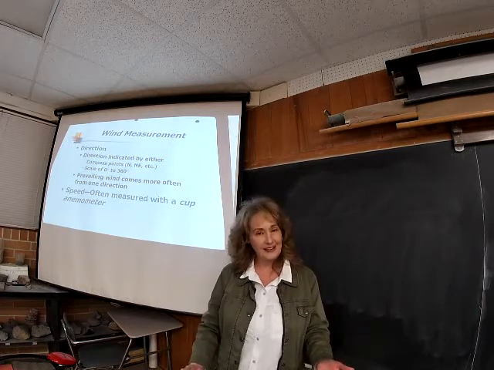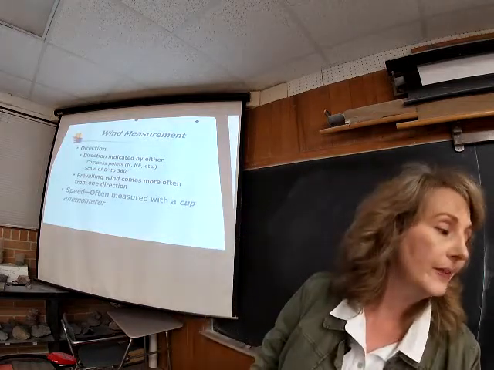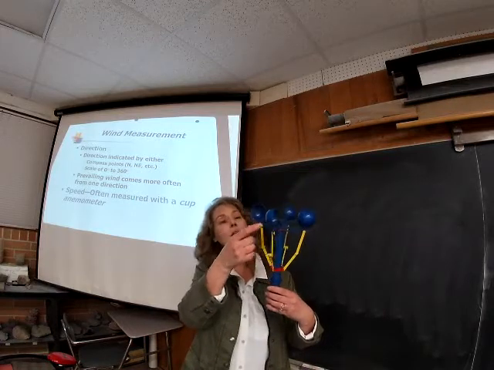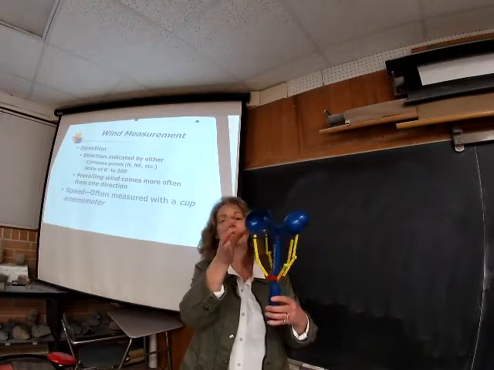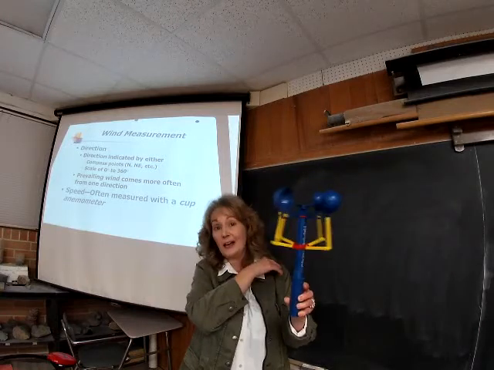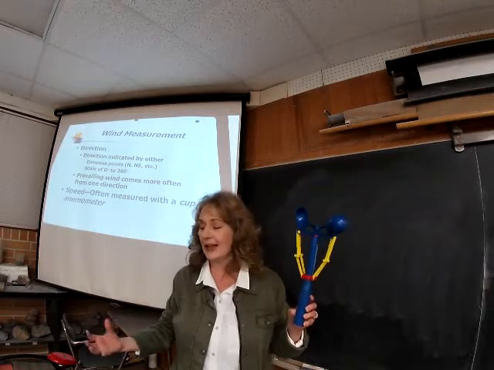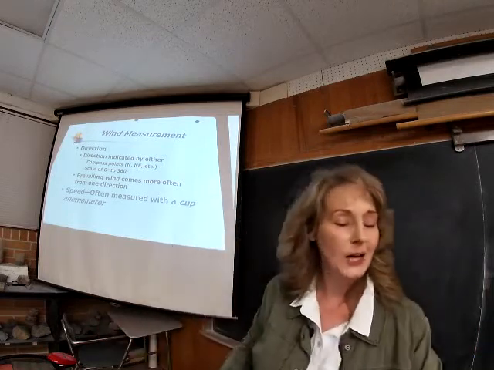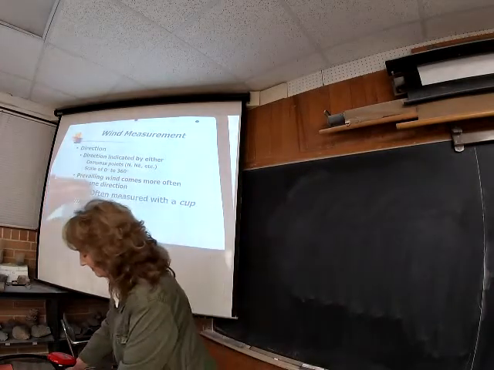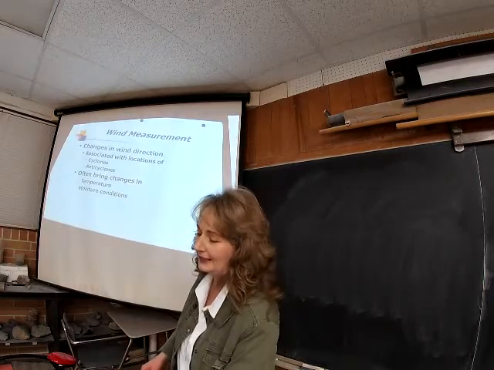For wind speed, we measure using an anemometer. It usually has little cup-shaped instruments, and as the wind comes around, this will go up or down, and we can figure out a wind speed. There's a scale on here as well, but that's a cup anemometer, they call it, and we can figure out wind speeds from this. So that's wind direction and wind speed.